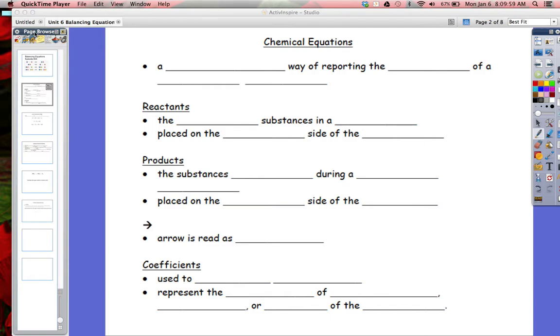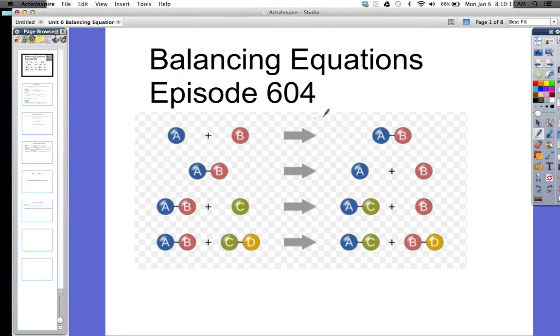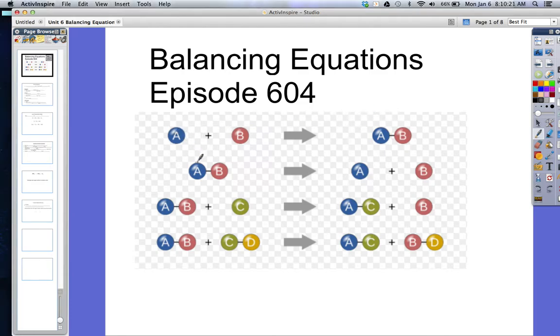These are the notes for Unit 6, the chapter on chemical reactions and equations, and these would be notes 604. If you look at this page, 604, this is showing a representation using letters instead of chemical symbols. A plus B yields AB. This would be a compound, and this would be an element. And then here we have a compound, and it's being broken down into its elements. So these are representations of what chemical equations look like.